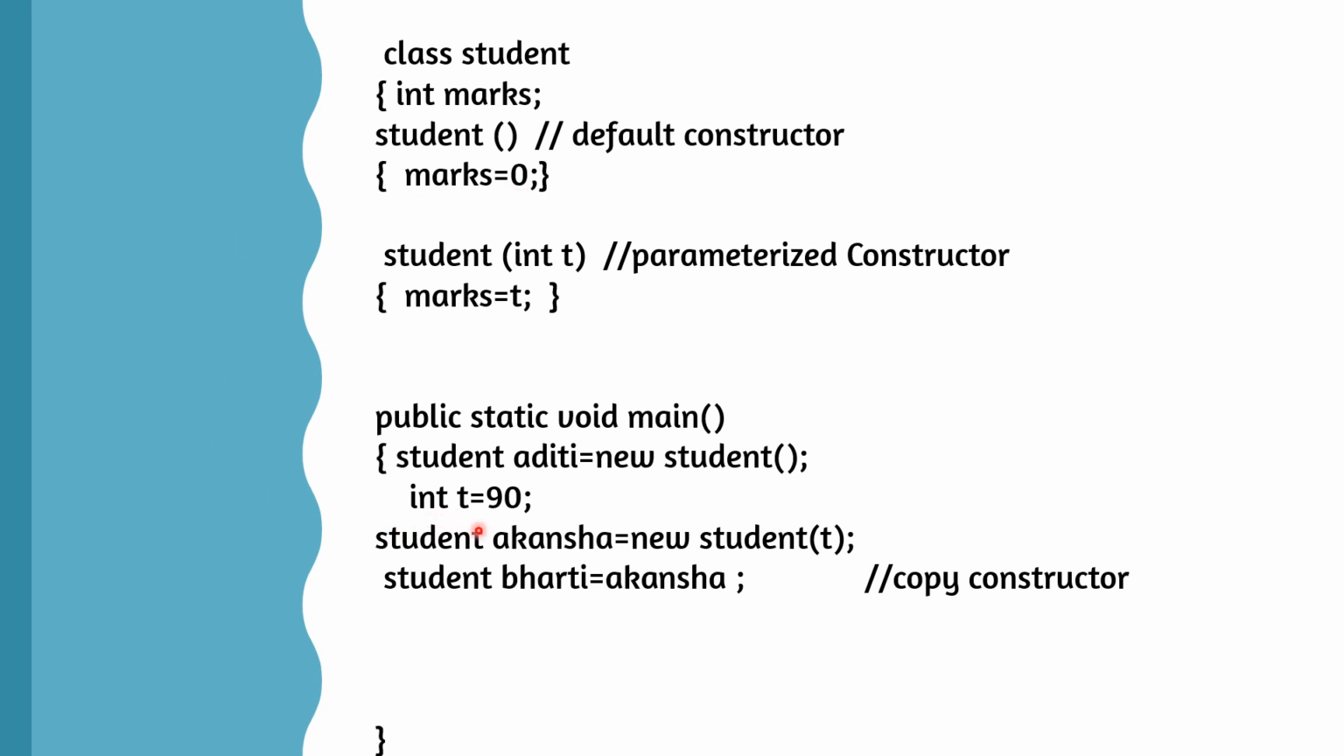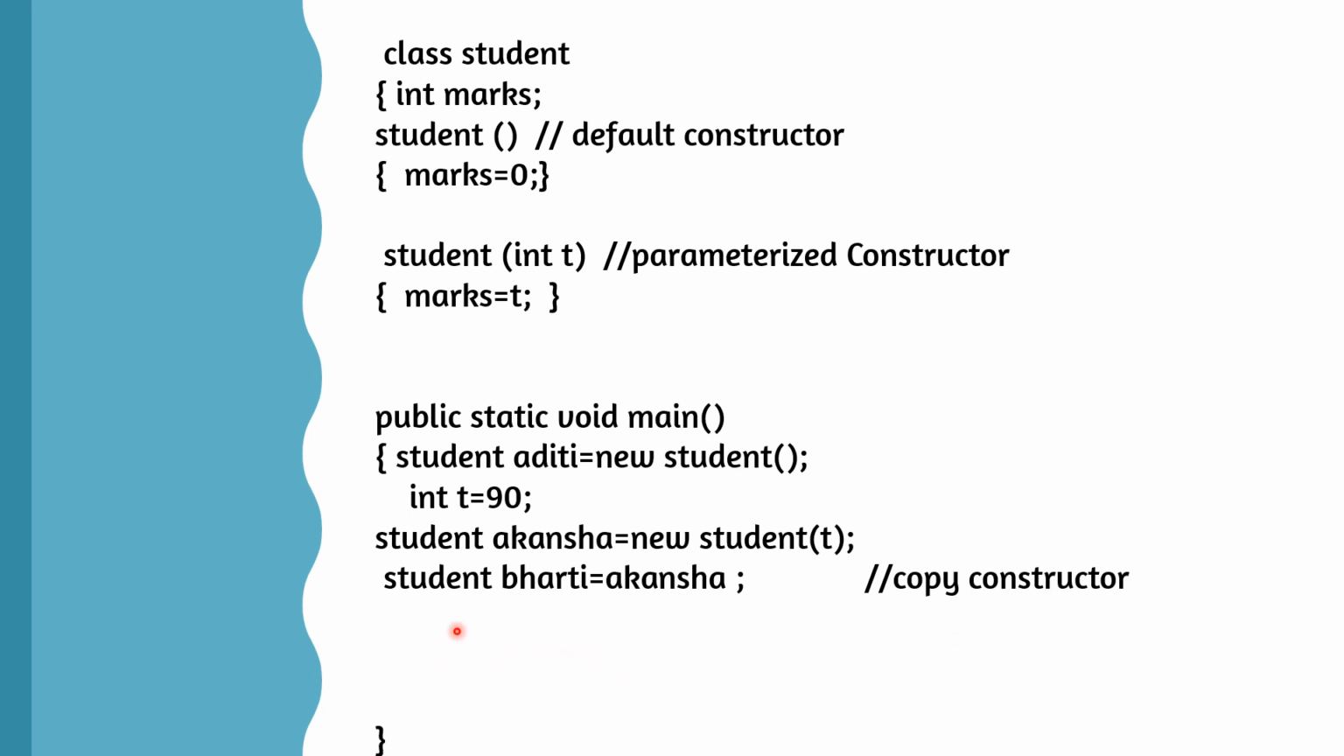And now here one variable we are declaring, T is equal to 90, and student Agansha, the second object. Agansha is the second object, just like OB1 or OB2. Student Agansha is equal to new student T. That means this number we are sending to the parameterized constructor, and the constructor will store the particular value in the variable marks. The parameterized constructor will be invoked, and for the student Agansha, the second object, marks will be 90 because here we are sending it. And now the copy constructor.